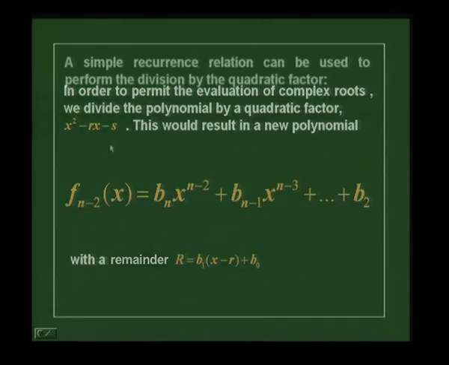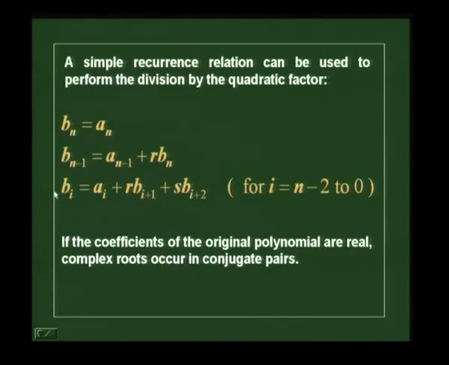Now we can construct this series of b's from that. So for example, let's say we have an nth order polynomial with n equal to 4, so b4 is a4, b3 is a3 plus r times b4, etc. For n and n minus 1 we will use these, and from n minus 2 onwards we will use this equation.